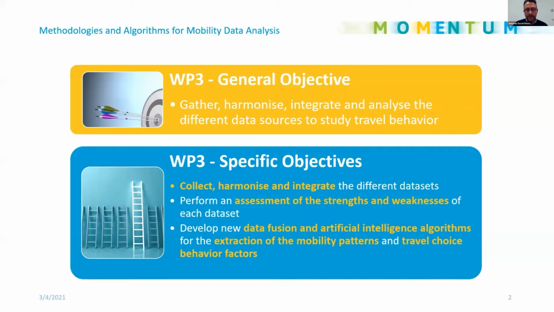So in general terms, the objective of this work package was to gather, harmonize, integrate, and analyze the different data sources to study travel behavior. To reach this general goal, the specific objectives that we posed were first to collect, harmonize, and integrate the different data sets, and then to perform an assessment of the strengths and weaknesses of each of these data sets, and finally to develop new algorithms and artificial intelligence methods for the extraction of mobility patterns and also the identification of travel choice behavior factors.